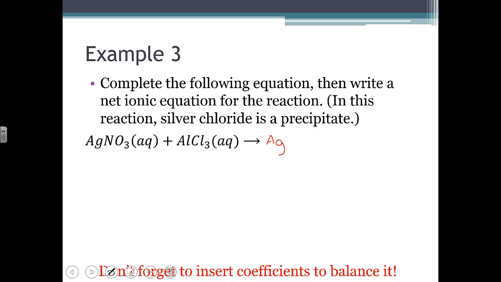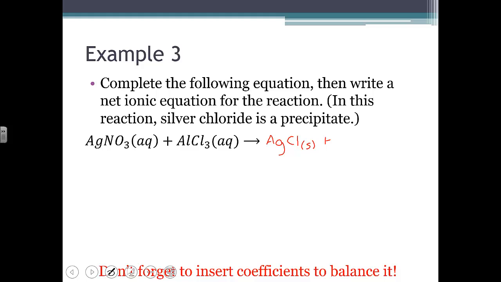So I look at this, Ag is a +1, Cl is a -1. So AgCl is my formula, and it's going to be a precipitate. So I'm going to write it down as a solid. Sometimes you'll also see it written down as a P instead of an S to indicate that it precipitates out of solution. So we have that being formed, and the other thing that's going to form is aluminum nitrate.